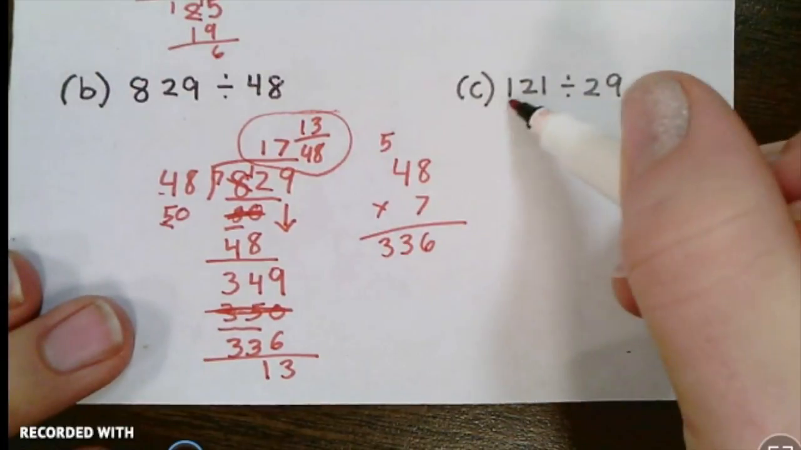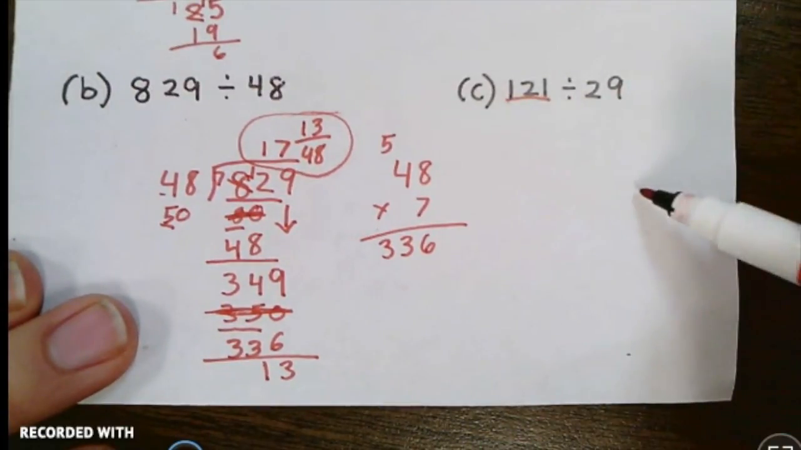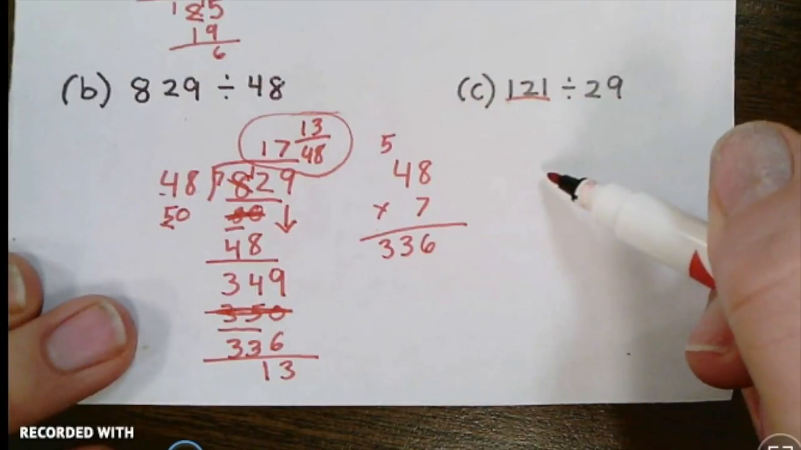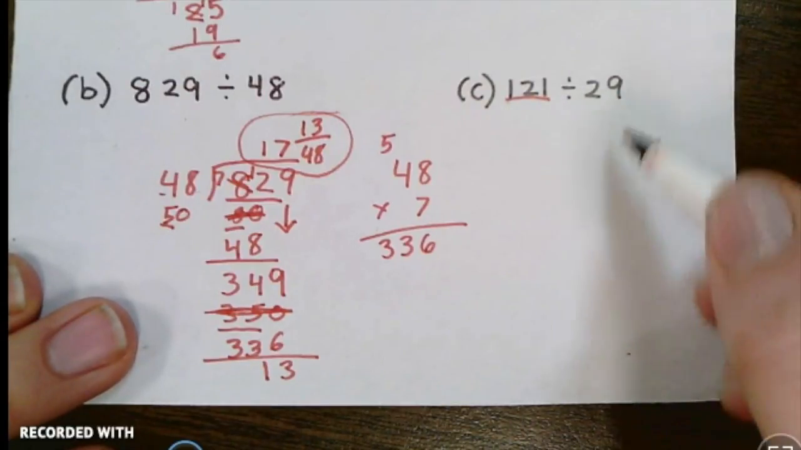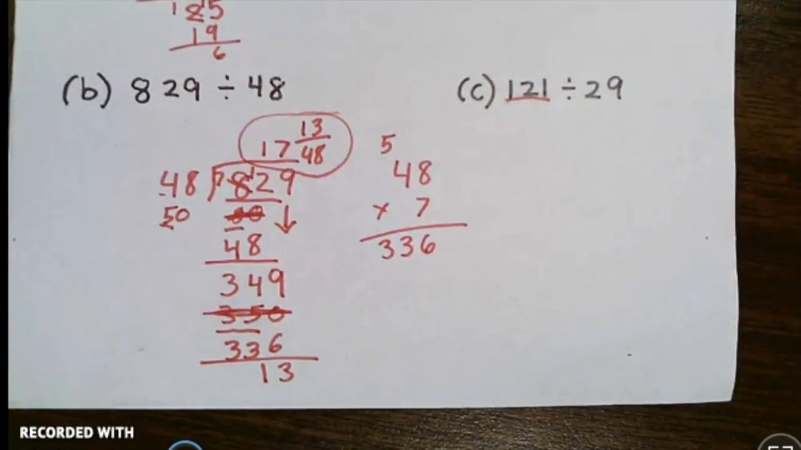So you've got 121 is going to go in the house. 29 is going to go outside. We're going to round these numbers, don't forget, okay? And I look forward to seeing you in class. Get to work.